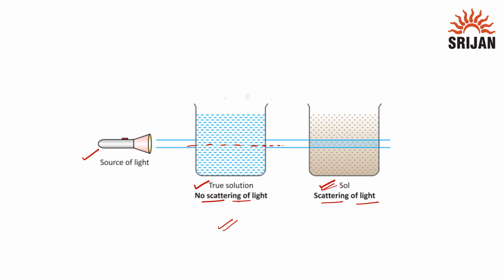We can take a daily life example. Tyndall effect is observed if sunlight enters a room through a small hole. The smoke and dust particles present in the air scatter the sunlight to produce this Tyndall effect.